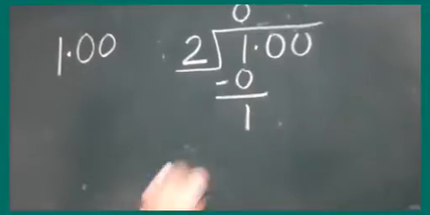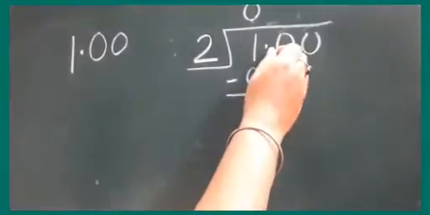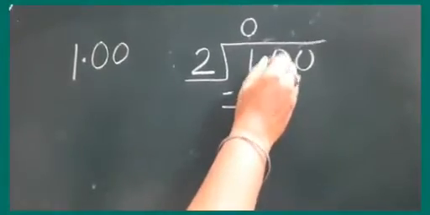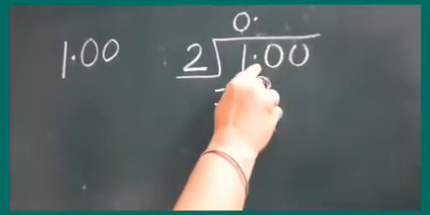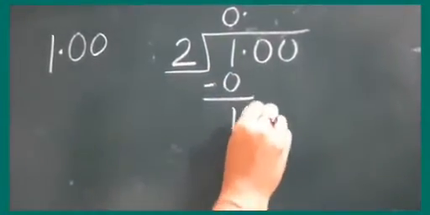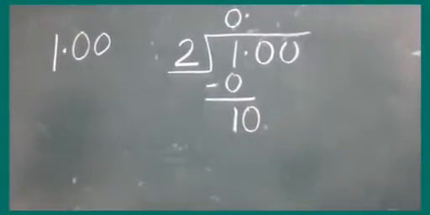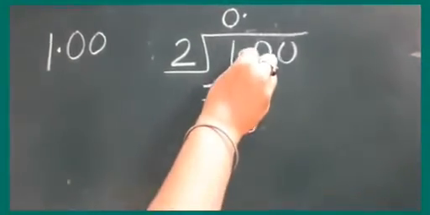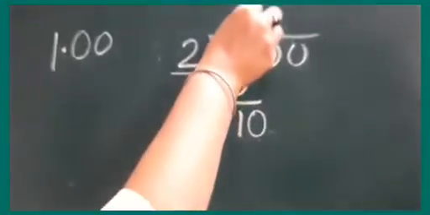1 minus 0 is 1. Now the next number is 0. But before that we have a point over here. So what we will do now? We will shift this point in the quotient. This point will be shifted in the quotient first and then I will put the 0 here. Have you understood this point? What I have done? Before shifting this 0 here, first I will have to shift this point in the quotient.